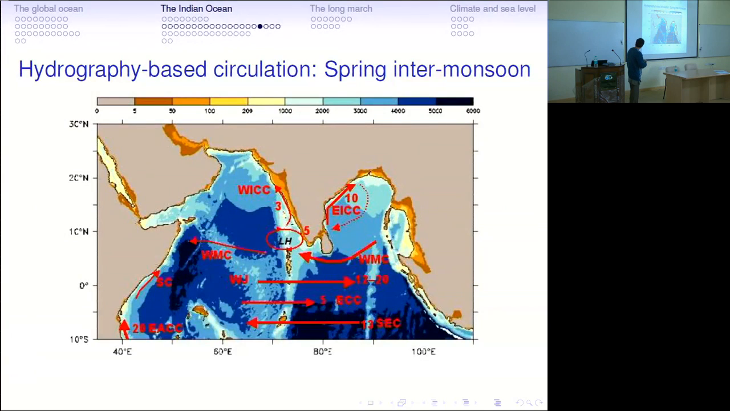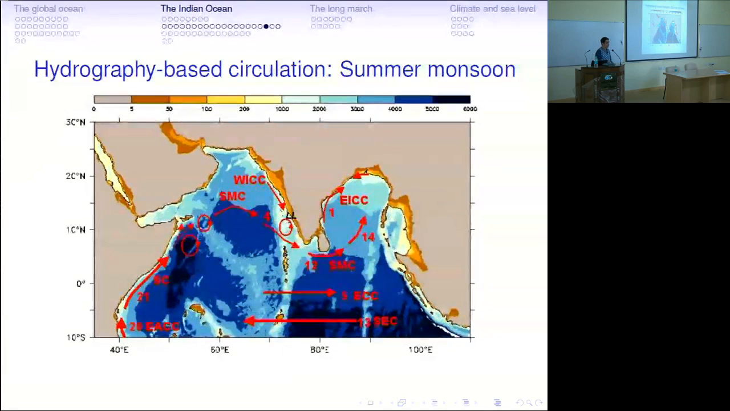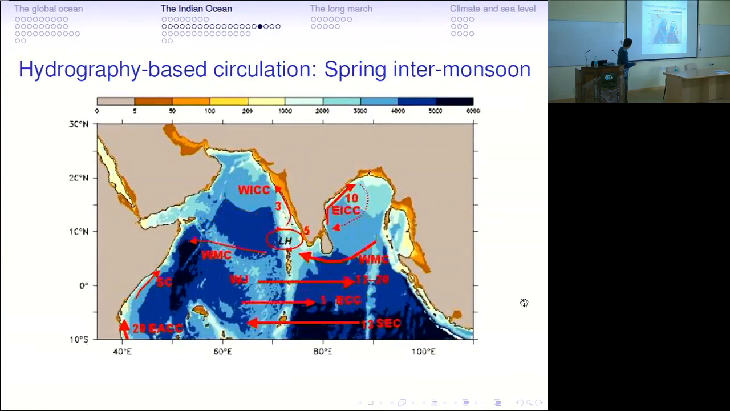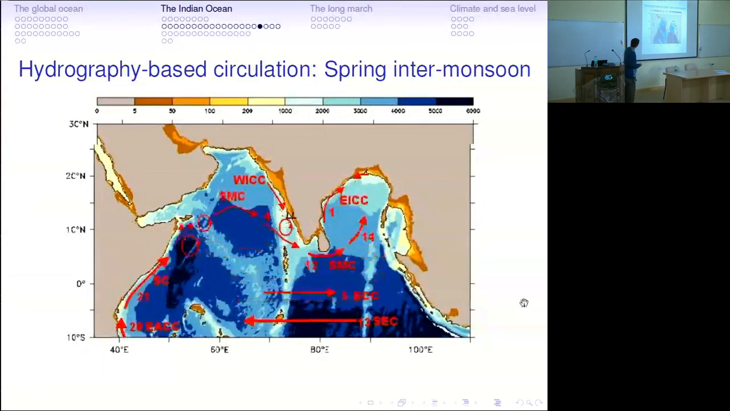And 10 Sverdrups is not small when compared to the Somali current, because the transport associated with the Somali current has been estimated to be of the order of 20 Sverdrups. So these East India and West India coastal currents are not that small. You're talking about roughly half that of what is associated with the Whitley jet at its peak in March, April. That's again of the order of 10 to 20 Sverdrups. We're talking of current systems that are not trivial.